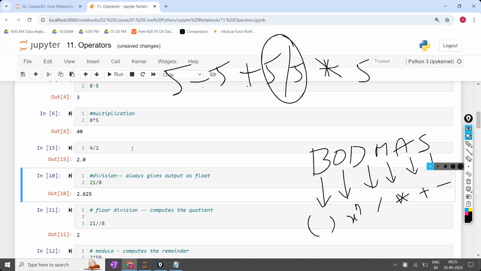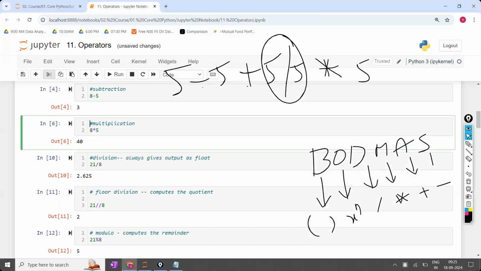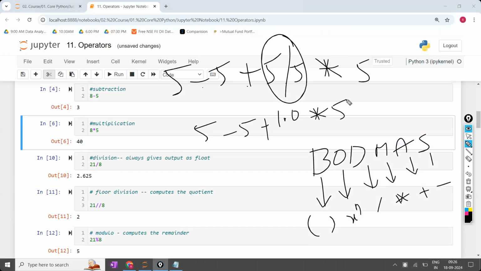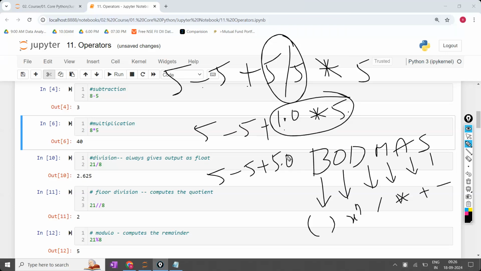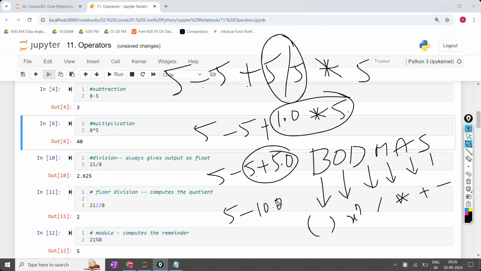Okay. So now if you go into this, 5 divided by 5 is 1.0. That is the first step. So 5 minus 5 plus 1.0 into 5. Division completed. After that, multiplication: 1.0 into 5 is 5.0. Next, what is the next one? Plus. So 5 minus 5 plus 5.0 is 10.0. Next, 5 minus 5.0 minus 5.